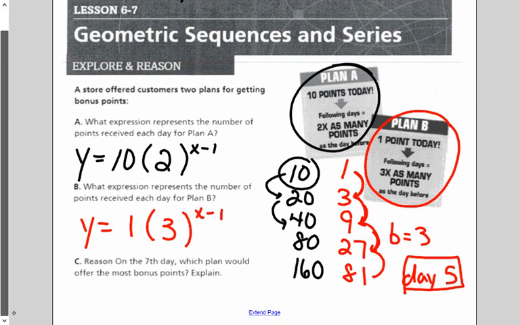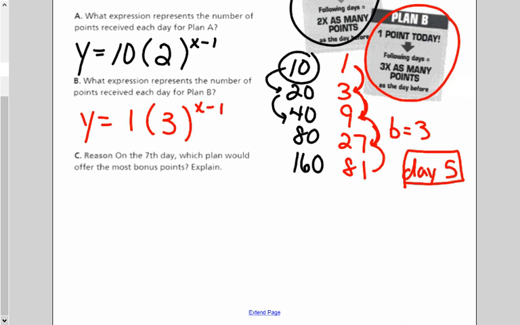So the question is, which plan would offer the most bonus points on day 7? Will that red plan, Plan B, catch up by the time you get to the 7th day? Well, we have 5 days planned out here. Let's keep doubling. We would get 320 points for day 6, and double that, 640 points for day 7, according to Plan A. With Plan B, if we keep tripling, we're going to get 243 on day 6, and 729 on day 7.